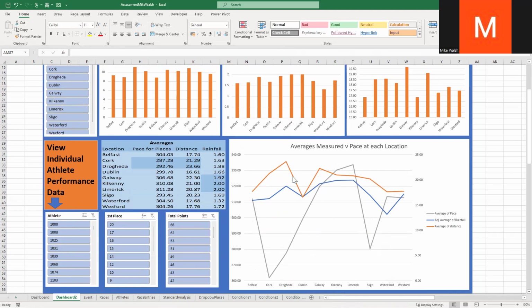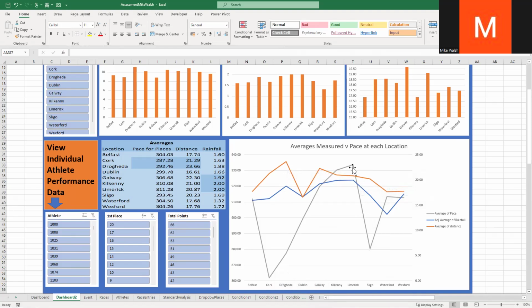So that converts down to this graph here. This is the adjusted rainfall, so it's come into this graph and we can see how it influences these. It also identified here that Cork and Sligo show quite a difference between the pace and the distance, implying that there could be something else there. Why is the pace so slow for a quite large, long distance in a race?